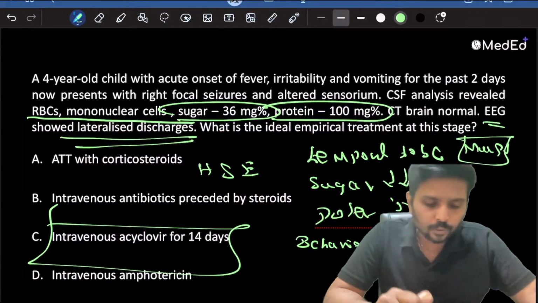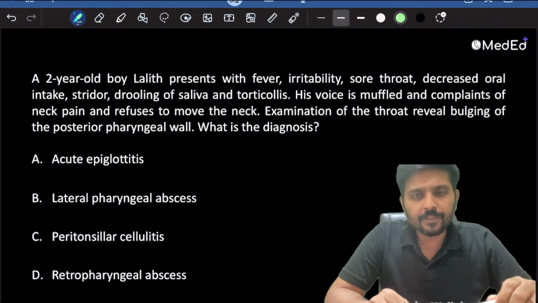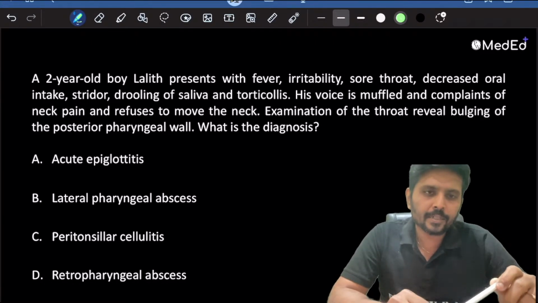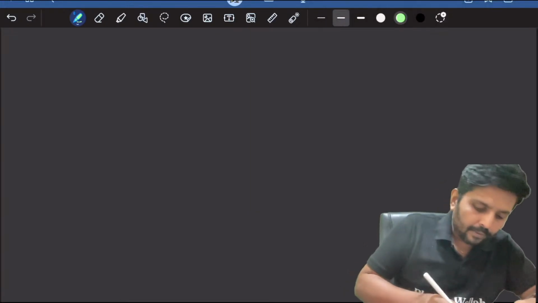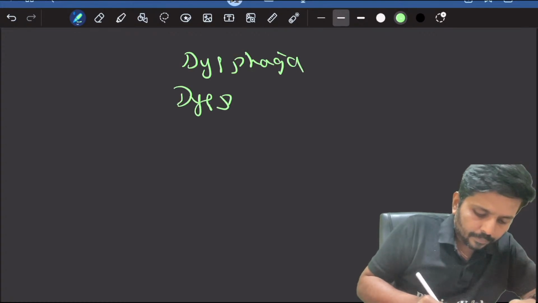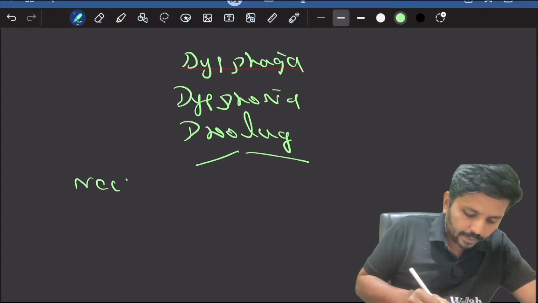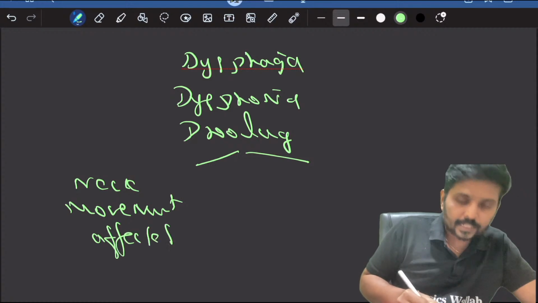A 2-year-old boy Lalit with fever, irritability, sore throat, decreased oral intake, stridor, drooling of saliva and torticollis. His voice is muffled and he complains of neck pain and refuses to move his neck. Remember, whenever you have dysphagia, dysphonia and drooling of saliva in a young child, you need to look for neck movements. Affected, that means restriction of neck movements.